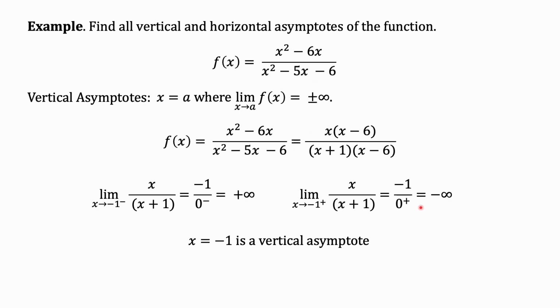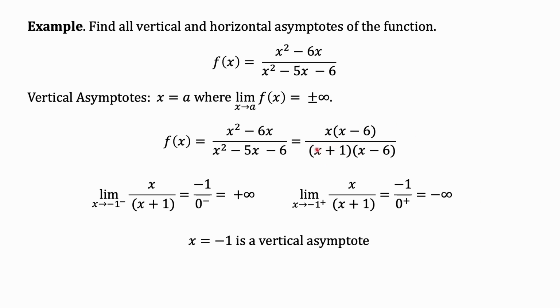And from the right, as we approach from right to left, we're going to approach that asymptote and head down toward negative infinity. Okay, so this function has opposite behavior on either side of the asymptote, but it is an asymptote from both directions, right? Okay, so that's the vertical asymptote. That's the only one.